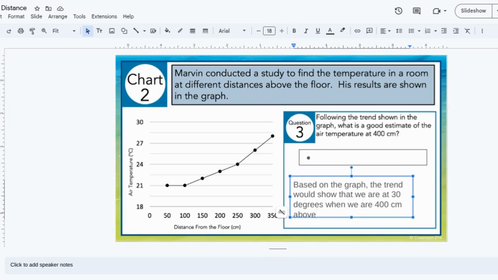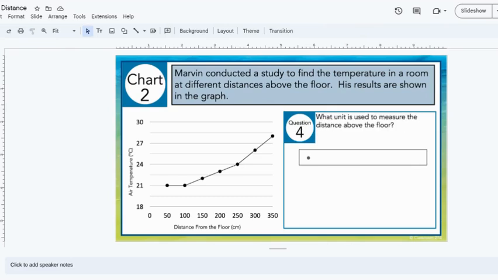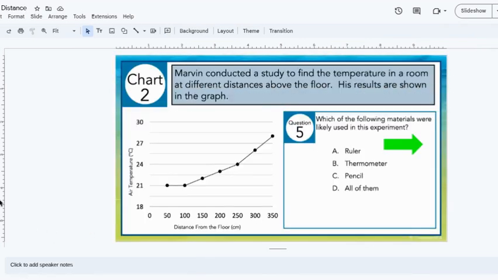All right, chart 3. Oh, that was chart 3. Chart 4. What unit is used to measure the distance above the floor? Centimeters. Which of the following materials were likely used in this experiment? Do you think we used a ruler? Yeah. Do you think we used a pencil? This is kind of a silly question. So you can put an X on your chart for this.